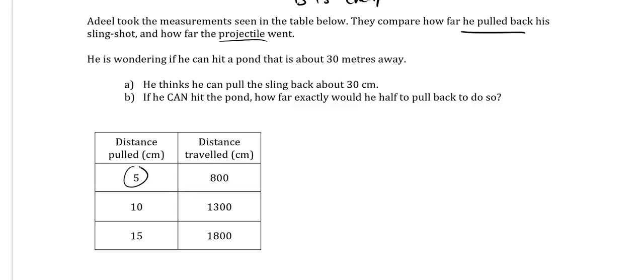So when he pulled the slingshot back just 5 centimeters, not very far, it went 800 centimeters. That's about 8 meters. That's like maybe the distance of this classroom. Not very far, right? But he didn't pull it back very far. He pulled it back 10 centimeters, it went further. He pulled it back 5 more centimeters than that, it went even further. He's wondering if he can hit a pond that's 30 meters away.